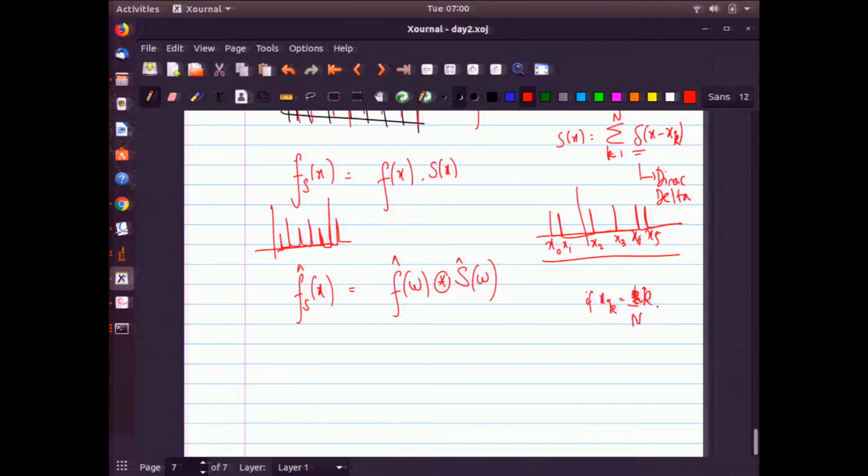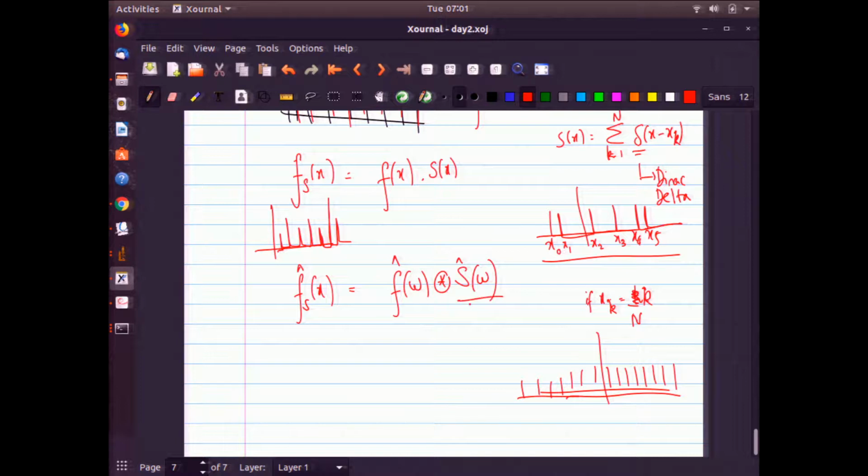I don't want to confuse it with a complex, right? So if x_k equals k by n, then what would happen is you would get regular samples, right? Each of them will be separated by 1 over n, so it's regularly placed. Now it turns out, if you go from minus infinity to infinity, you get this really long train. It turns out that the Fourier dual of such an S of x is the same function with different spacing.